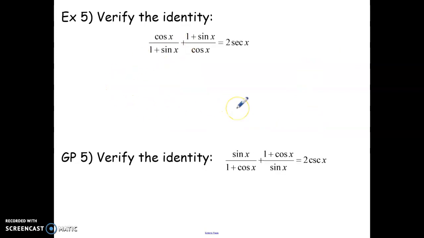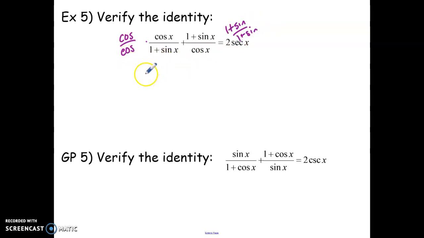Okay, getting a little bit more complicated here. I need to actually combine these together by finding common denominators, or you can start on the right side, but I'm going to start on this side because it's more complicated. So I'm going to multiply the first fraction by cosine of x over cosine of x, and I'm going to multiply the second fraction by 1 plus sine over 1 plus sine.